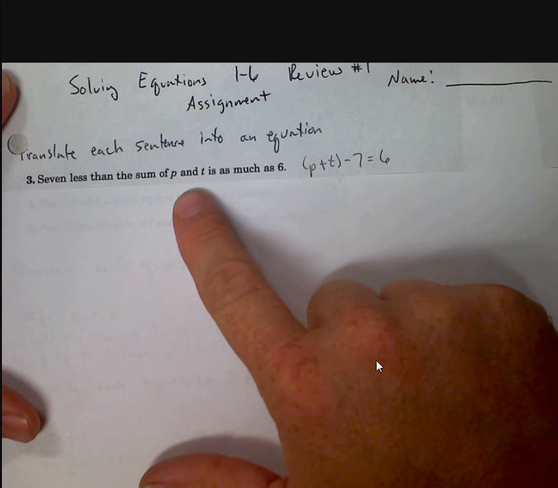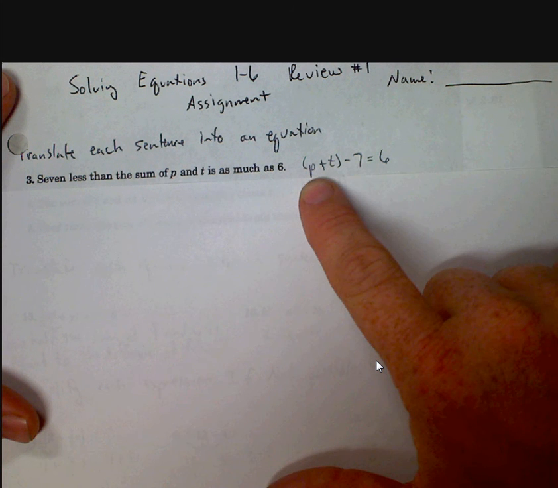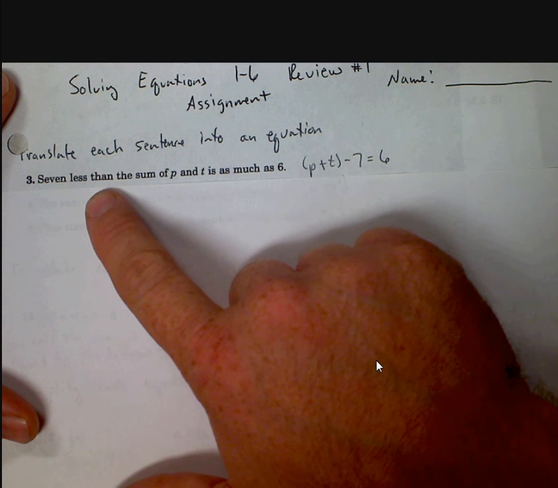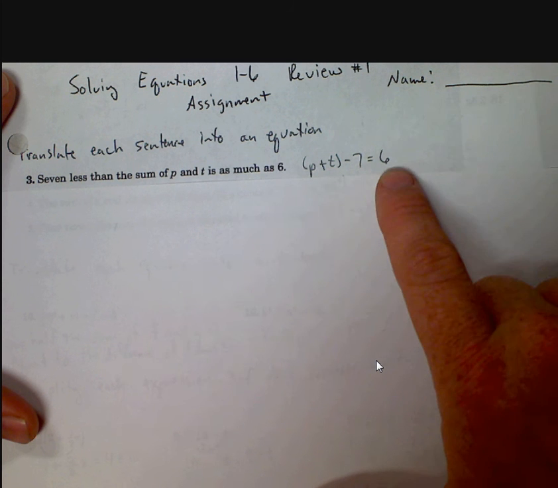Here we go. 7 less than the sum of p and t is as much as 6. Sum means parentheses, and we're adding, so p plus t. Less than means to subtract, but put it to the back, is as much as 6.